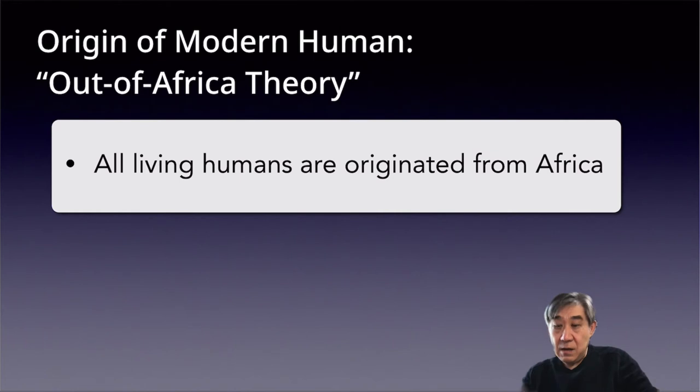Okay. Having said that, now we can jump directly into the theory of our origin. What is our origin? The theory states that we were all derived from Africa. The present-day humans, all humans, wherever you live, are all derived from Africa. In other words, at some point in the long past, humans were only living inside of Africa. Outside of Africa, no human had lived. And then some group migrated out of Africa and spread all over the other areas of the earth. That is the theory.